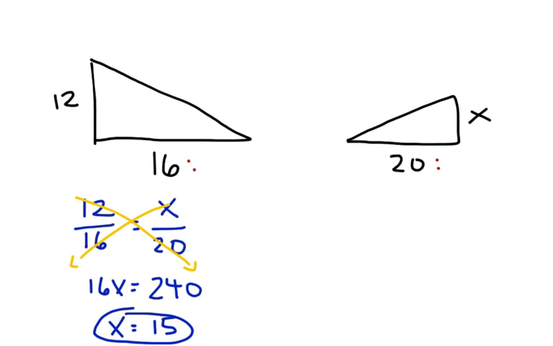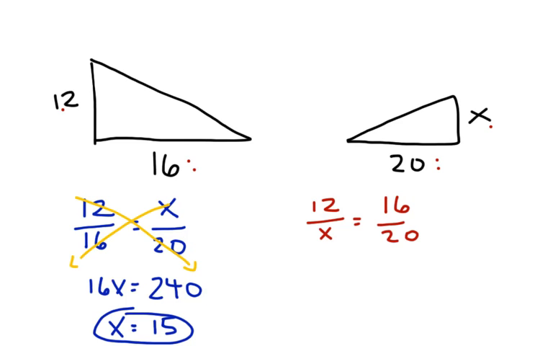Now you might be thinking, well, yeah, you did the 12 and the 16 in the same triangle and the x and the 20 that were in the same triangle. What if I want to set up corresponding parts that aren't in the same triangle? Well, let's take a look. If we want to say, well, this 12 is in the same spot as that x, so I want to set up 12 is to x as 16 is to 20.